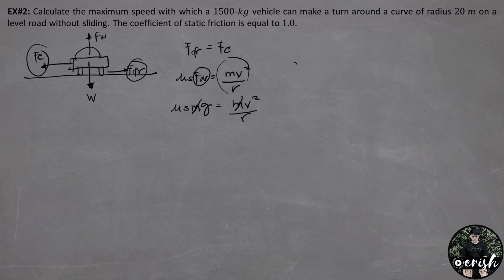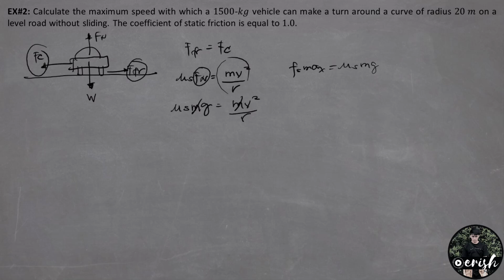Say for example, Fs max, or ito yung static frictional force maximum, equals coefficient of static friction times mass times gravity. If the vehicle enters the curve at a speed higher than the maximum, yung static friction cannot provide the necessary centripetal acceleration and magsaslide na yung vehicle.